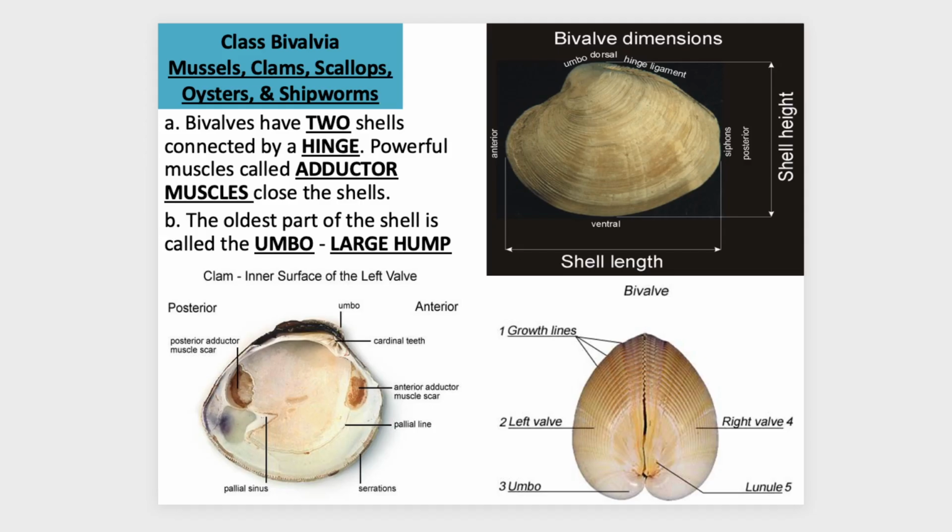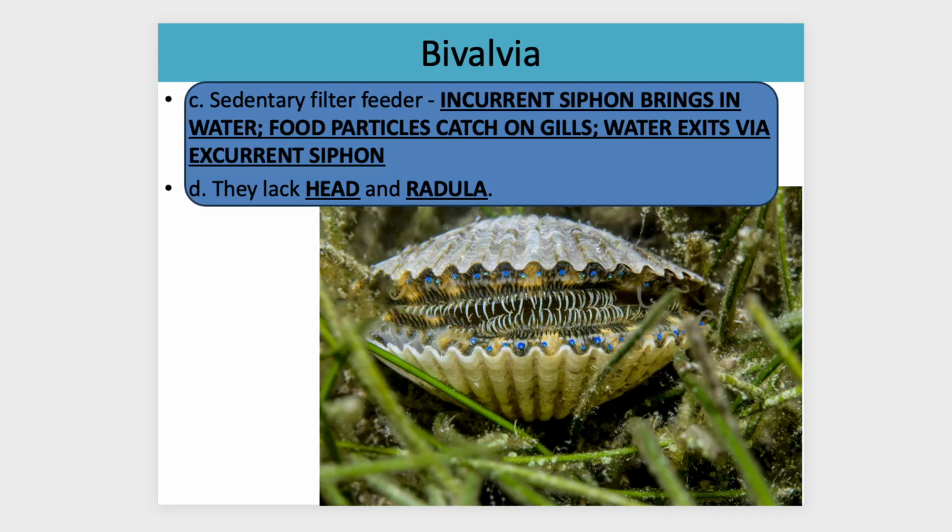The oldest part of the shell is called the umbo, or the large hump. They're going to be sedentary filter feeders. So they have incurrent and excurrent siphons, and they bring in water, hoping to catch food particles in that, catch it on their gills, and then they can start to digest and absorb those nutrients. And then the water and waste moves out through the excurrent siphon. They can also use that moving water and oxygen for respiration. They lack a head and a radula.